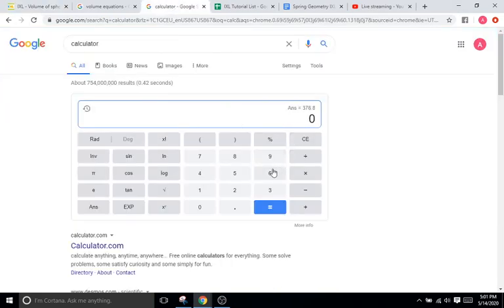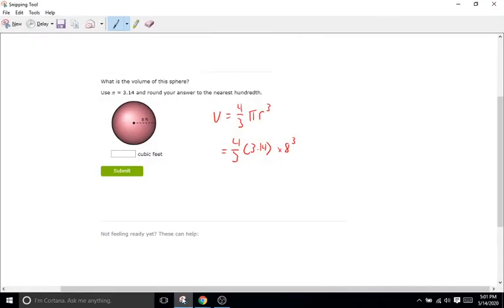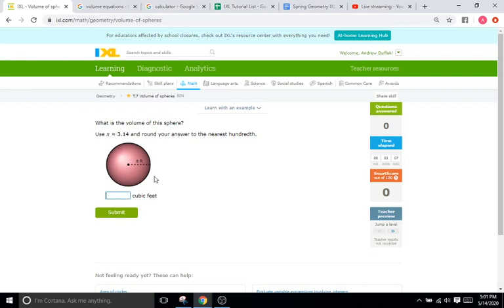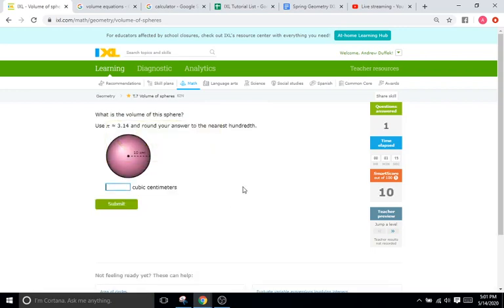So I'm going to clear this and go 8 times 8 times 8 times 3.14 times 4 divided by 3. Okay, and that's just everything I wrote down here, right? Okay, and equals, and that's going to be this number right here. I'm just going to highlight that, copy it, bring it back, and type it in. Remember, it says 100th place, so two places after the decimal, that's going to be correct. Okay, just as easy as that.